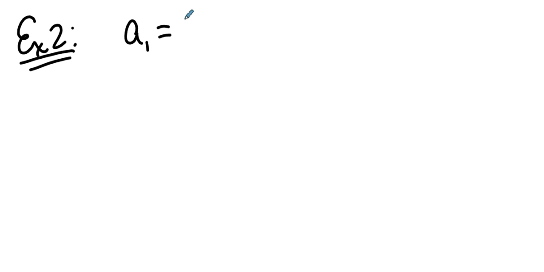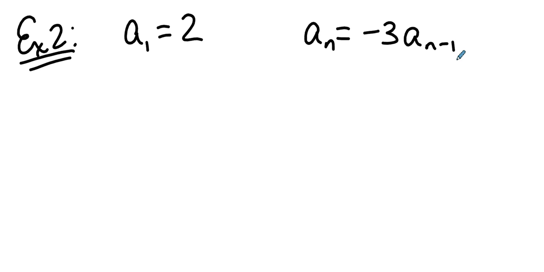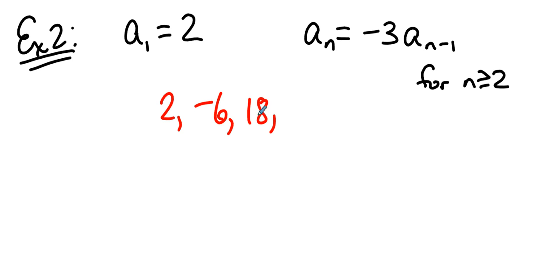Sometimes sequences are generated by recurrence relations. So sometimes you have the first term of a sequence and a way to generate other terms in terms of what came before, for n greater than or equal to 2. So if we want the second term in the sequence, we take the first term and multiply by negative 3. If we want the 10th term, we take the 9th term and multiply by negative 3. So this would be the sequence 2. 2 times negative 3 is negative 6. Negative 6 times negative 3 is 18. 18 times negative 3 is negative 54, and so on.